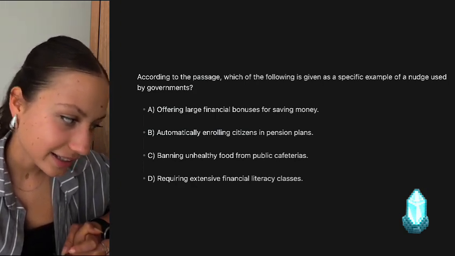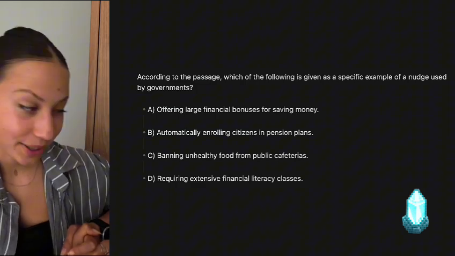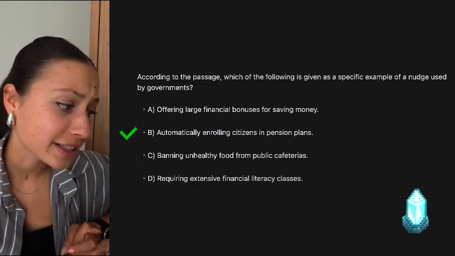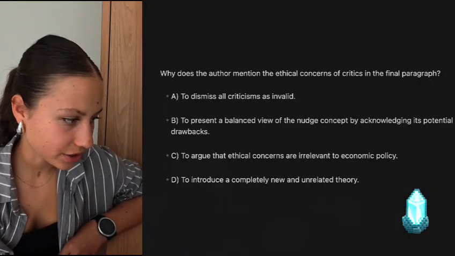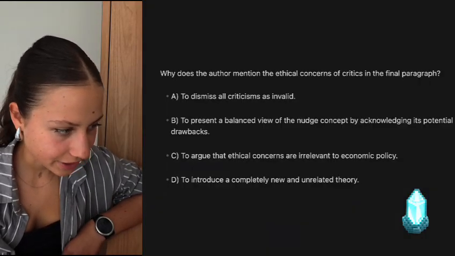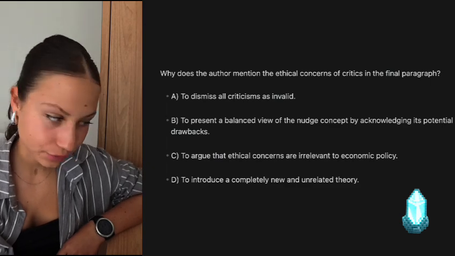And the correct answer is B. Automatically enrolling citizens in pension plans. The paragraph 3 says, governments have effectively harnessed this principle by shifting pension plans. We look for keywords and we answer. That's it. Why does the author mention the ethical concerns of critics in the final paragraph?